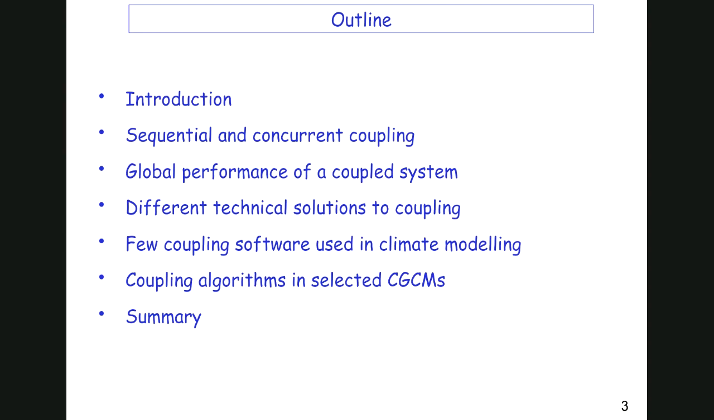So this is the outline of my talk. I will just go over an introduction, describing the different constraints that one faces when he or she wants to couple different codes. And then I will describe the two typical implementations of code coupling, that is sequential versus concurrent coupling. I will illustrate how those implementations influence the global performance of a coupled system. And then I will go over the different technical solutions that you can choose when you want to implement a coupling, that is exchange of data between different codes. Then I will describe in more details a few coupling software that are currently used in climate modeling. And I will conclude the presentation describing in more detail the coupling algorithm, that is the sequence of exchanges between a few coupled general circulation models. And I will finish with a summary of the presentation.